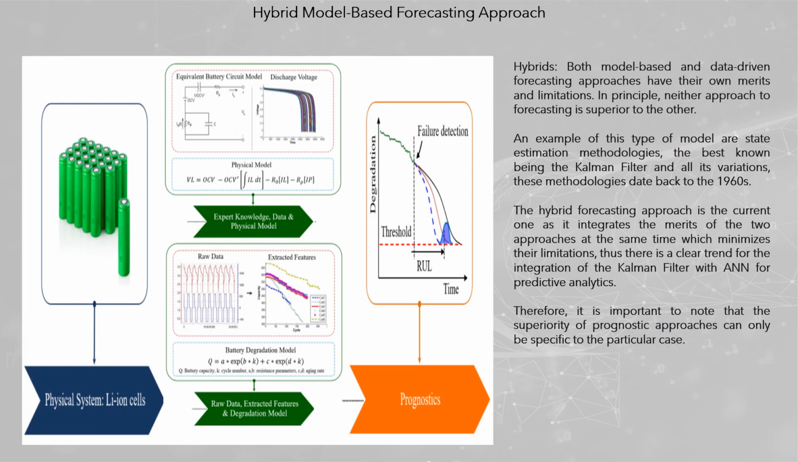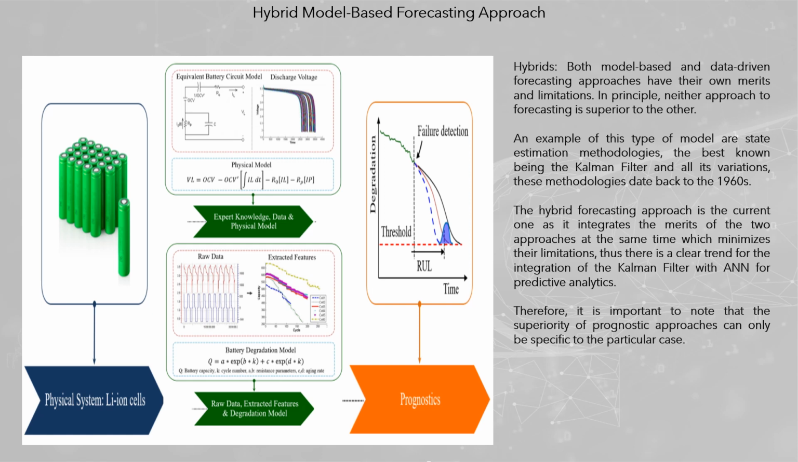Hybrid model-based forecasting approach. The model-based and data-driven forecasting approaches have their own merits and limitations. In principle, neither approach to forecasting is superior to the other. An example of this type of model are state estimation methodologies, the best known being the Kalman filter and all its variations. These methodologies date back to the 1960s. The hybrid forecasting approach is the current one, as it integrates the merits of the two approaches at the same time, which minimizes their limitations.